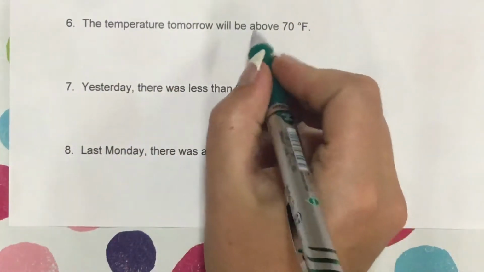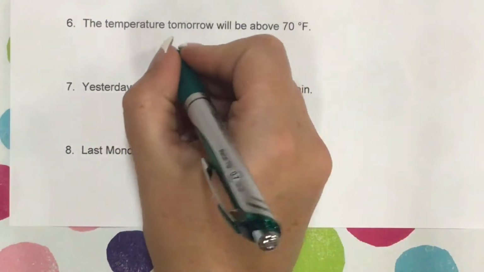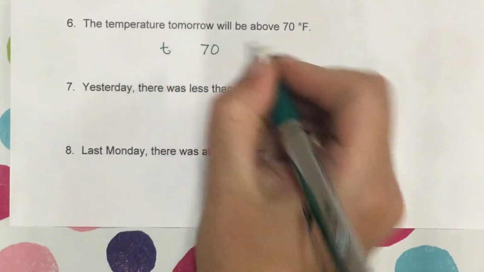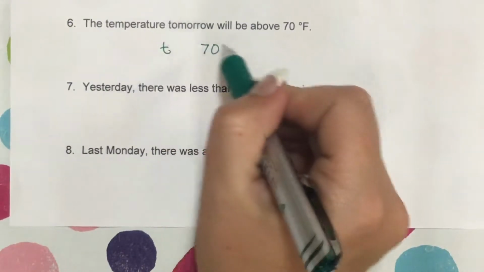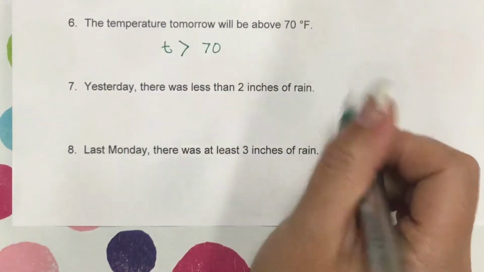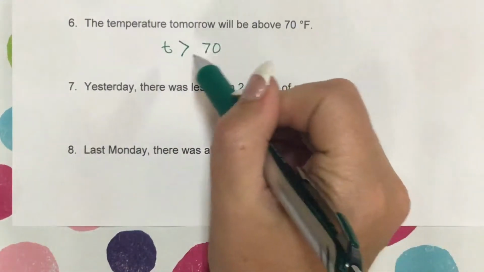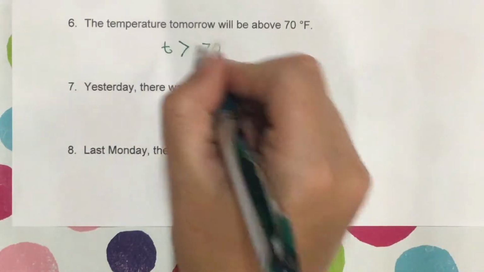It says the temperature tomorrow will be above 70 degrees. So I'm going to use T for temperature. I'm going to use the number 70. It says the temperature tomorrow will be above 70, so that means the temperature is going to be greater than 70. So the alligator is going to eat the bigger thing. It's going to be above. It doesn't say anything about equaling 70. It just says the temperature is going to be above 70. So we'd say T is greater than 70.